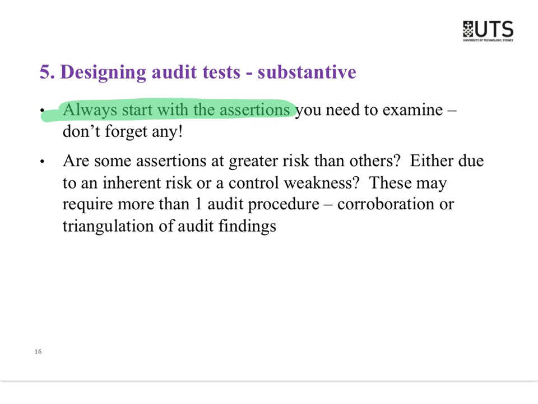But sometimes some assertions are at greater risk than others, all right? For those, we may write more than one audit procedure. That will allow us to corroborate or triangulate our audit findings. All right, so that means if you think, oh, I'm going to use some internal information, I don't know if that's really great evidence for a high risk assertion, I might get some external evidence as well.